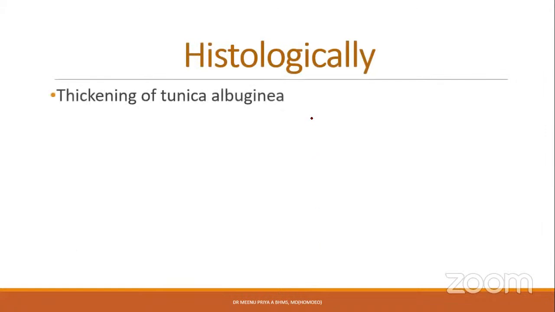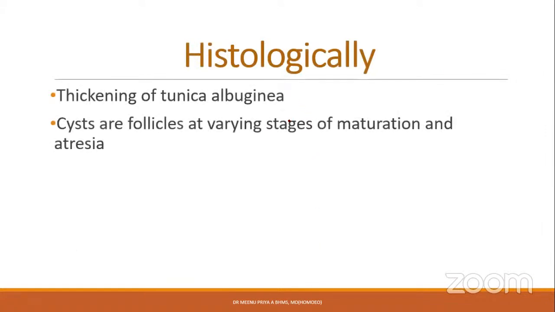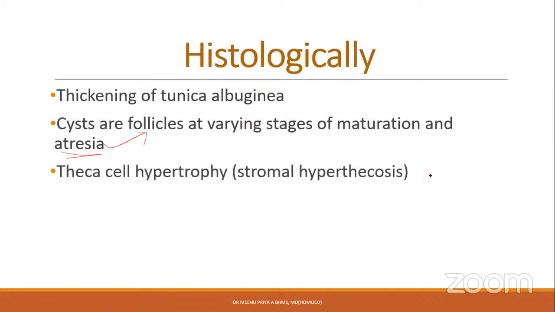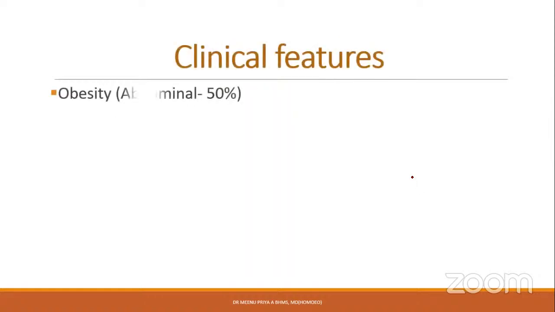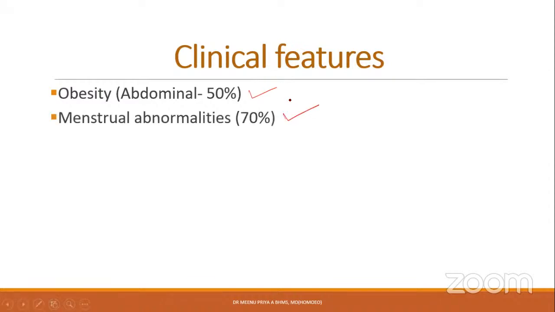Histologically, there is thickening of the tunica albuginea. Cysts are follicles at varying stages of maturation and atresia, so usually they are atretic follicles, with theca cell hypertrophy and stromal hyperthecosis. Clinical features: obesity, abdominal obesity. If the patient comes with abdominal obesity, usually with amenorrhea and other criteria, it is usually PCOS. Menstrual abnormalities are seen in 70% of cases.